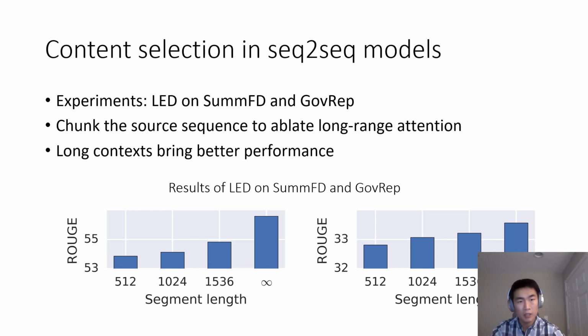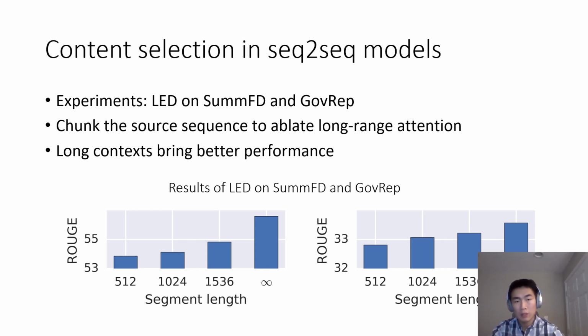Our last topic is content selection in seq-to-seq models. To investigate the effect of long-range transformers on seq-to-seq models, we conduct experiments with LED on some FD and GovReport summarization tasks. LED stands for Longformer Encoder-Decoder.